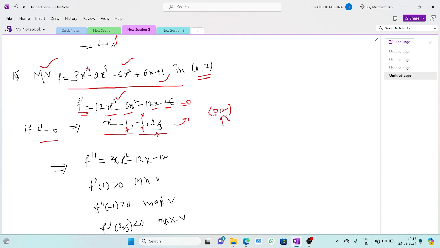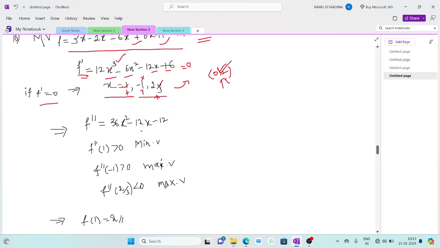So 2 by 3 means 0 point something. So we will get it in this interval only. So 1 is present, 2 by 3 is present. The two things are present inside of this interval. So either 1 or 2 by 3 is the minimum value for this function. So we will check which one is the correct one.